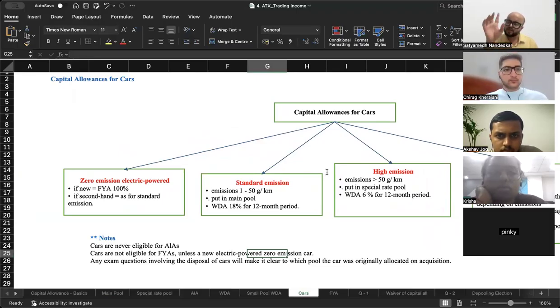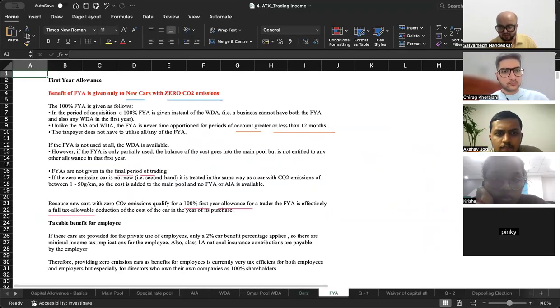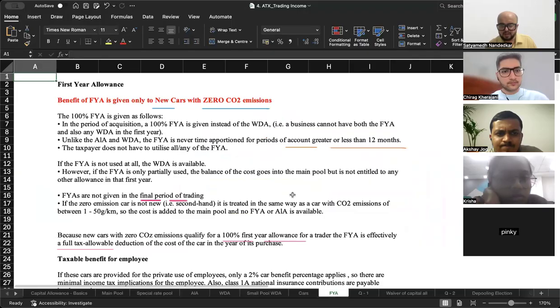Okay, first year allowance is 100% of the expense made is allowed as a deduction in the first year. In what all cases do you get it? New cars with zero CO2 emissions. In the period of acquisition, 100% FYA is given instead of WDA. Unlike the AIA and WDA, FYA is never apportioned for time periods of greater or less than 12 months.